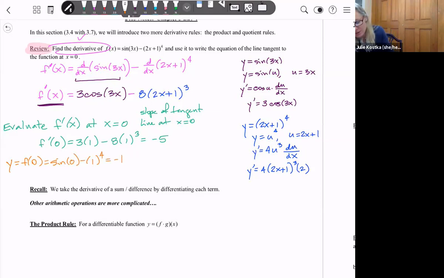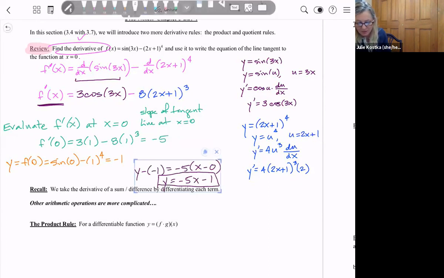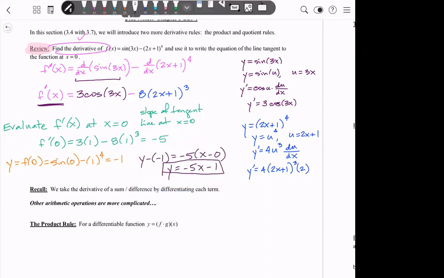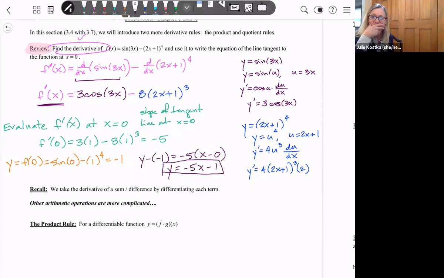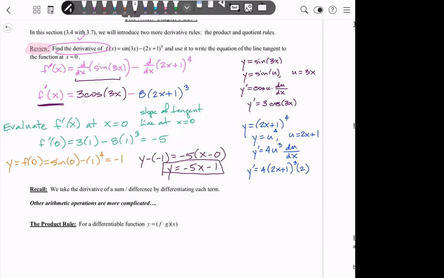So now we're ready. We're going to put it all together. And we have y minus -1 equals -5 times x minus 0, which would be y = -5x minus 1. That is our tangent line at that point, right? Because tangent lines are different at different points if it's a nonlinear function. It's really cool how this all just works together.